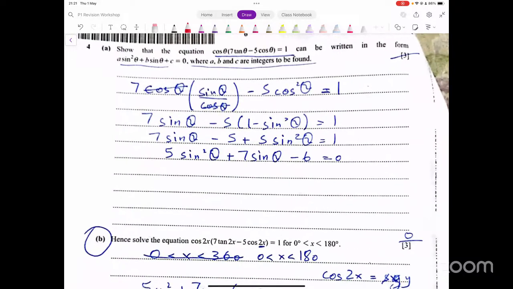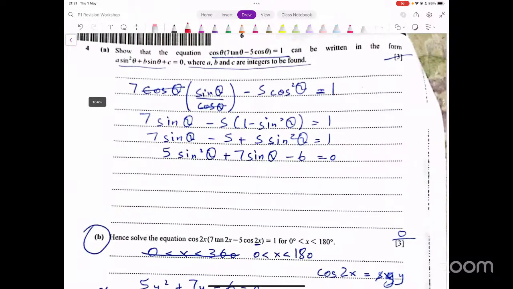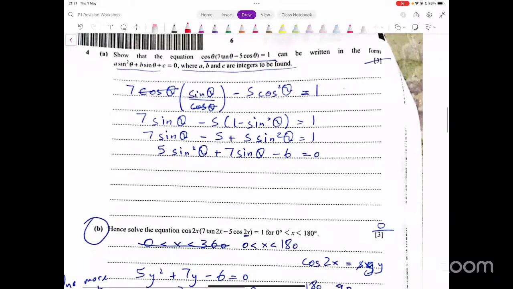So any questions that you send, please send the original picture as in without any working, so that becomes easier to work on that. So you have cos theta into 7 tan theta minus 5 cos theta equal to 1. And using that, they want you to solve this equation, right? Now compare the two equations.